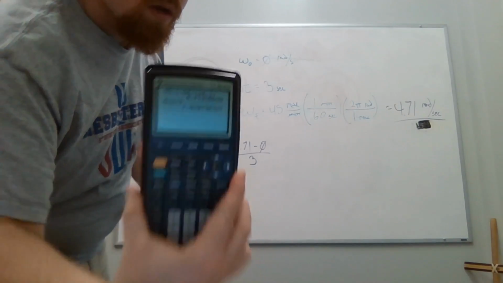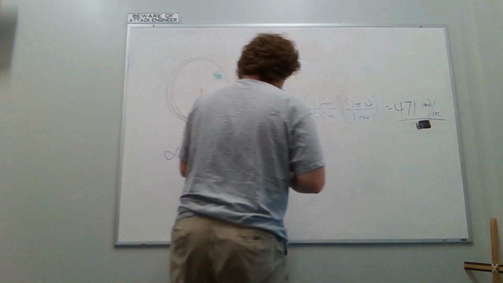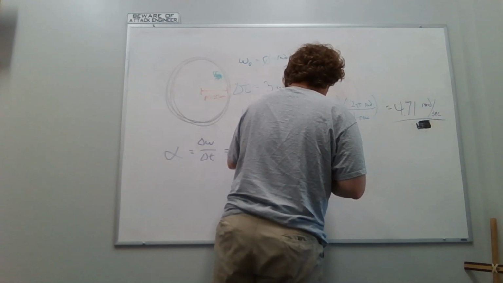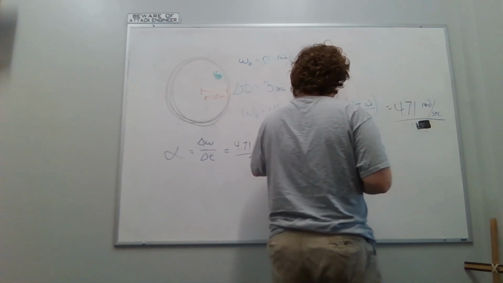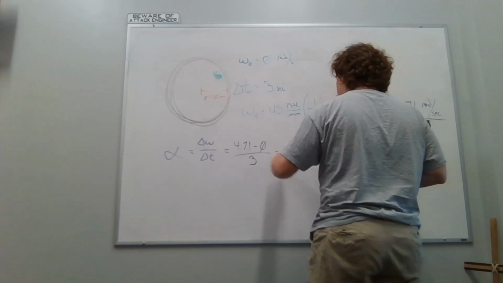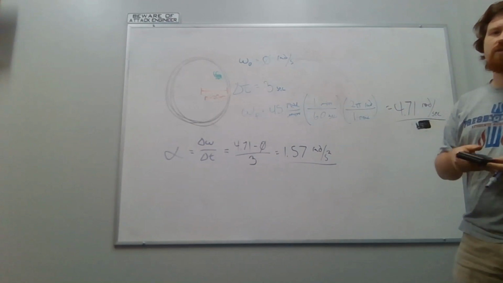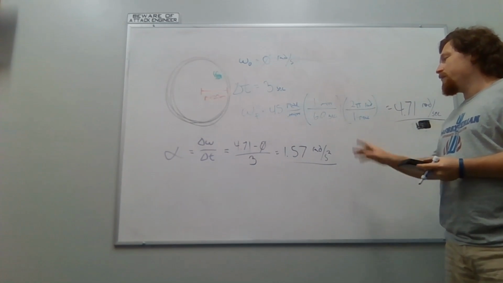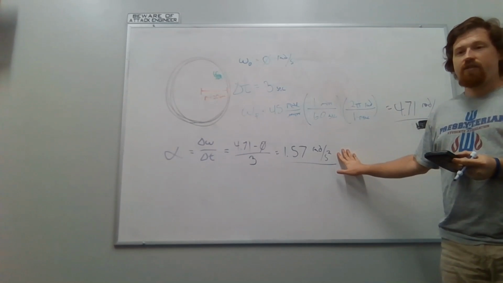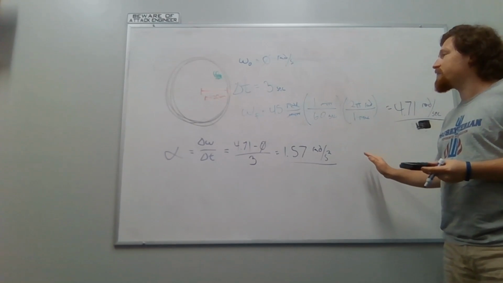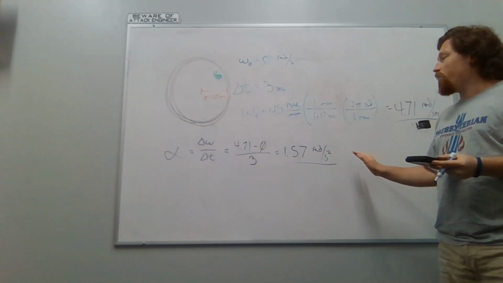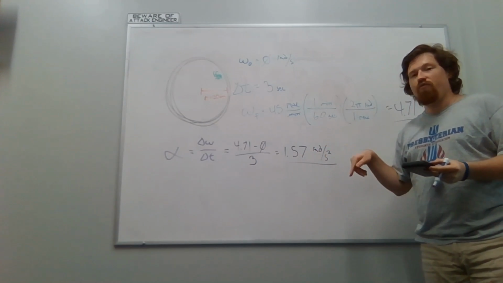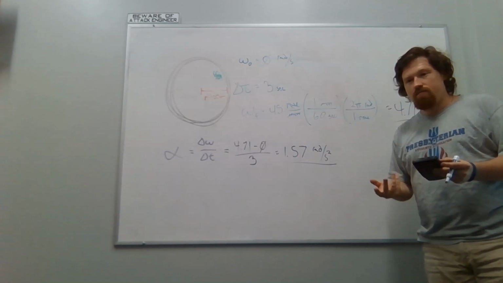Which will give us 1.57 radians per second squared. Radians per second squared. And so that is the angular acceleration of the system. That means every single second that passed, the record player became 1.57 radians per second faster.